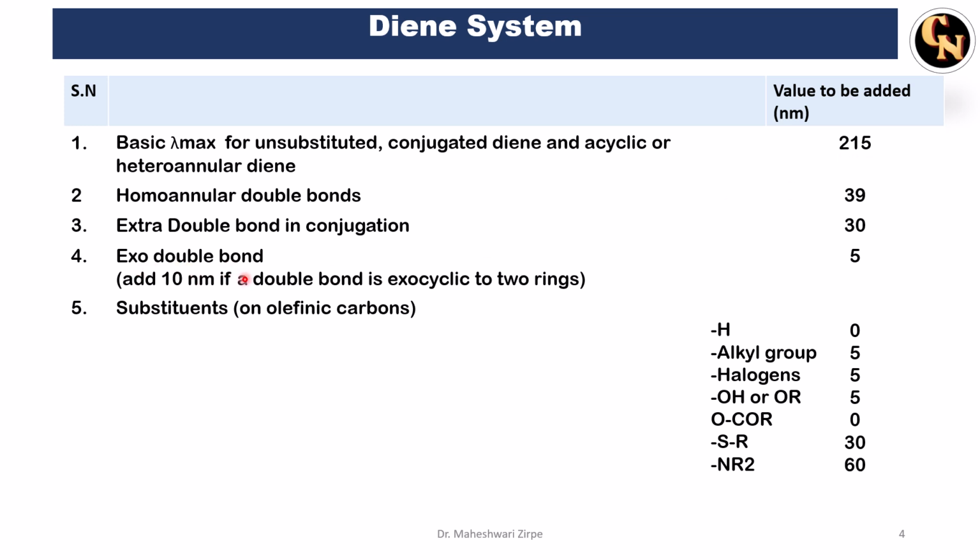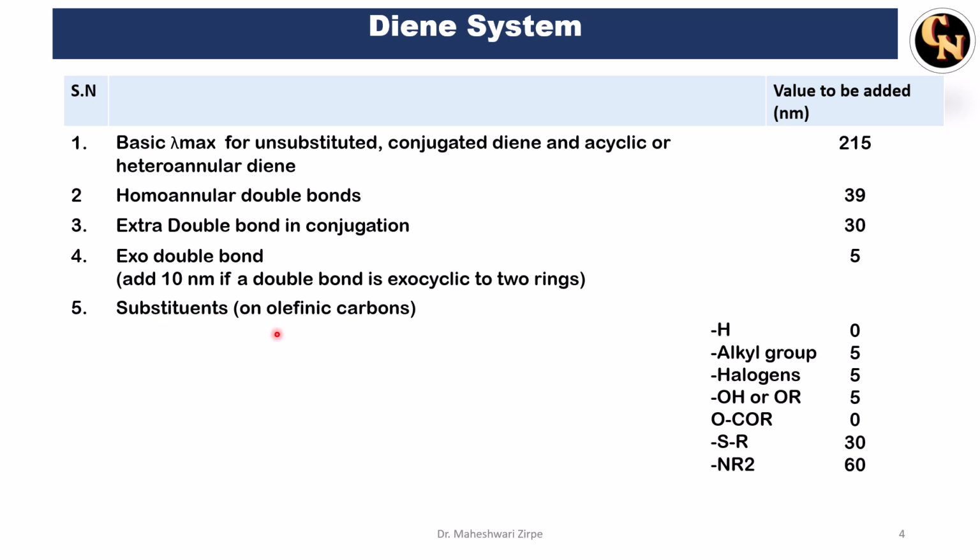Then exo double bond, if it is there, add 10 nanometers if a double bond is exocyclic to two rings. So exocyclic to two rings, if it is there, then you will add 10 nanometers. Otherwise single, if it is there, then we are going to add 5 nanometers.